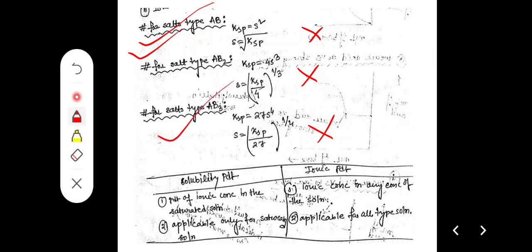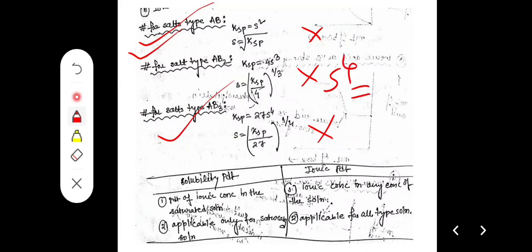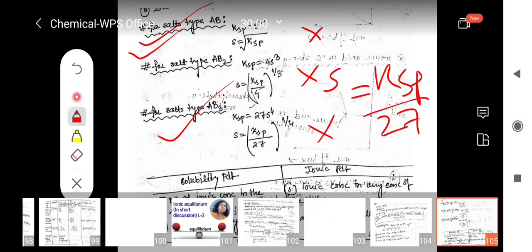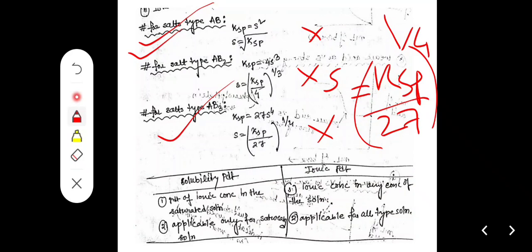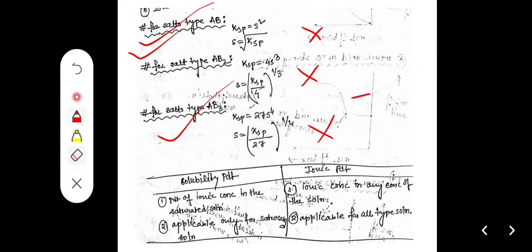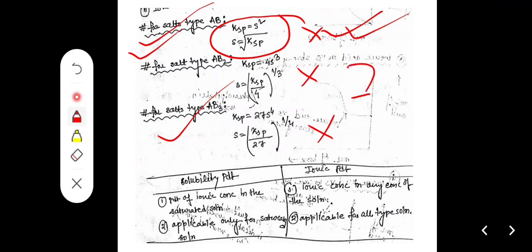Now we consider AB3, where Ksp equals 27 S to the power 4. By the same analogy, S to the power 4 equals Ksp by 27. If we want to find S, we take the fourth root. Always remember, you can memorize these three equations, but they are not so important.